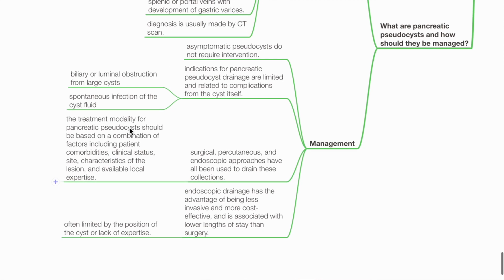Management options include no intervention for asymptomatic pseudocysts. Indications for drainage are limited to complications from the cyst, such as biliary or luminal obstruction and spontaneous infection of the cyst. Surgical, percutaneous, and endoscopic approaches have all been used to drain pancreatic pseudocysts.